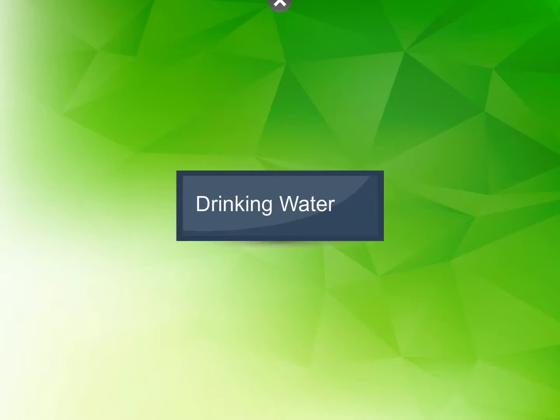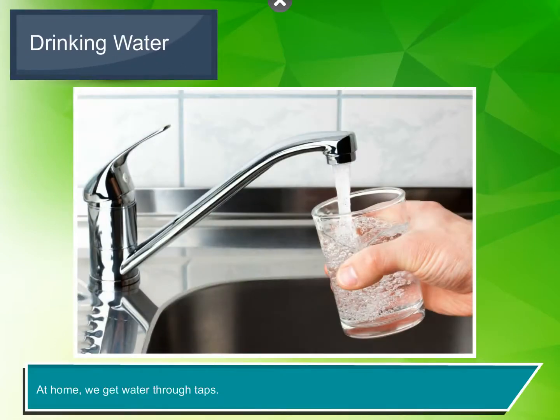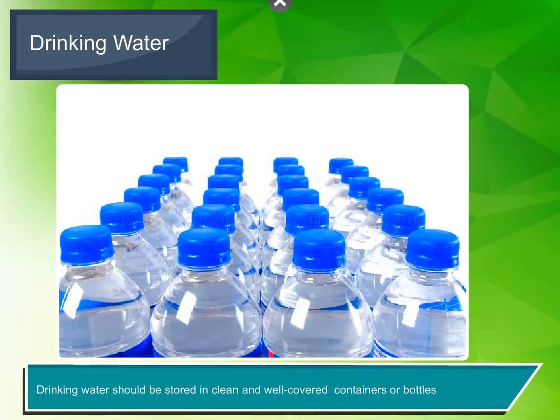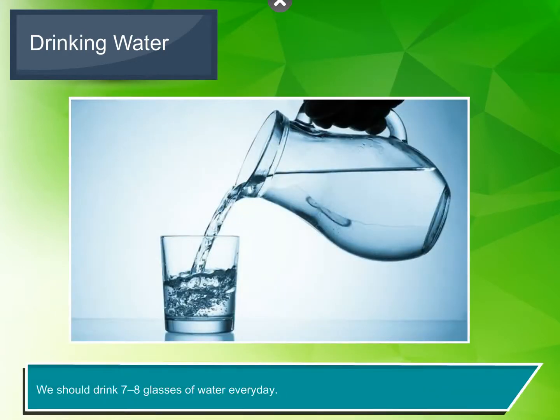Drinking water. At home, we get water through taps. Water can be cleaned by boiling or filtering. Drinking water should be stored in clean and well-covered containers or bottles. We should drink 7 to 8 glasses of water every day.